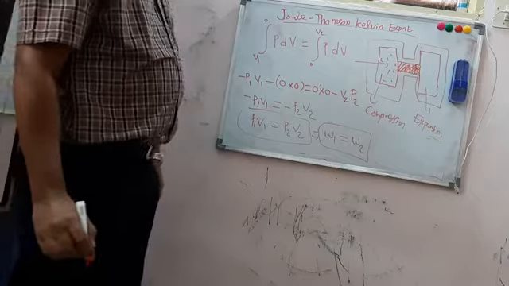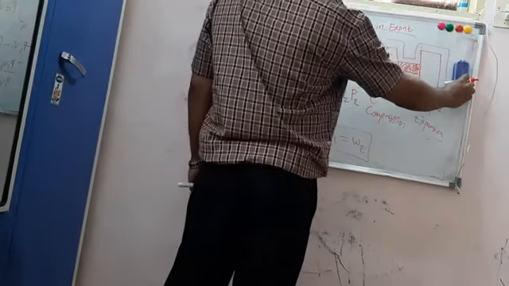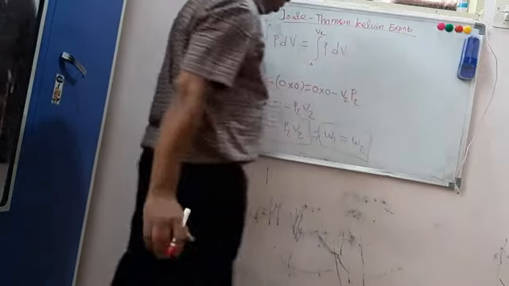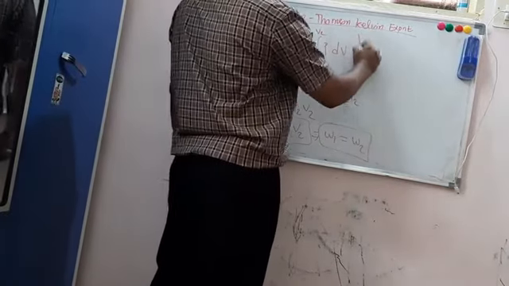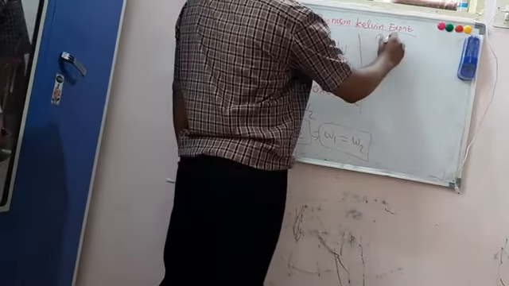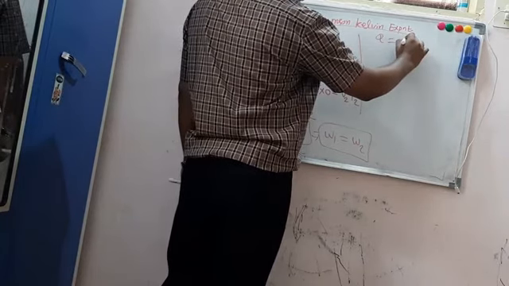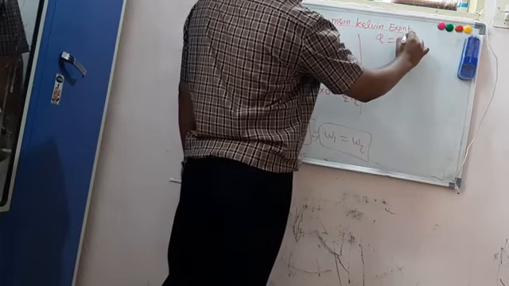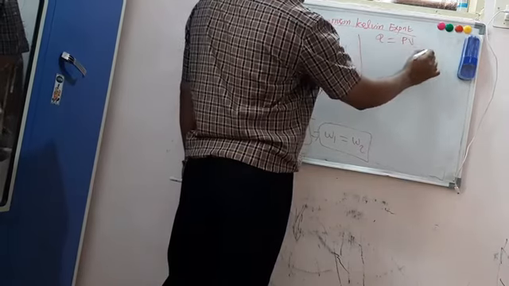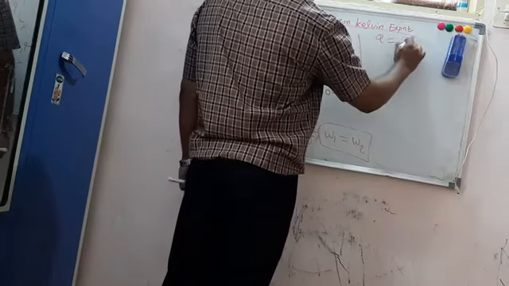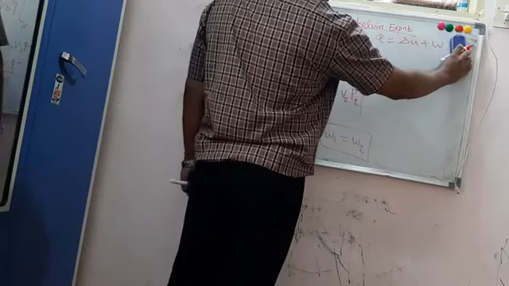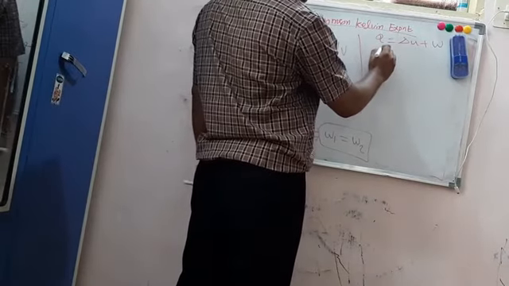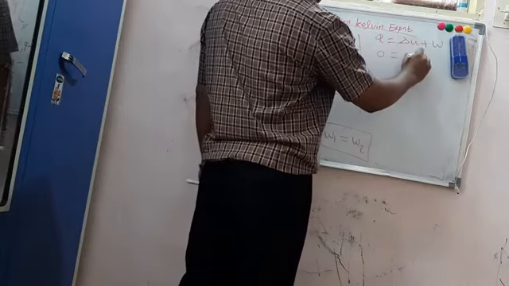So from the first law of thermodynamics, you can simply modify this expression. Q is equal to change in U plus work done. According to the first law of thermodynamics, since it is an adiabatic expansion, Q is 0, so del U plus work done.